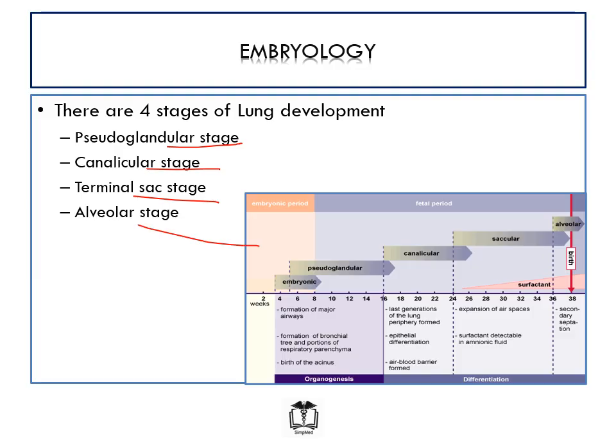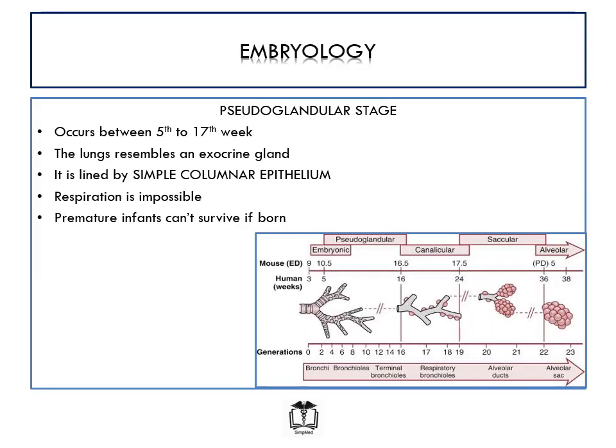Start with the pseudoglandular stage. This occurs around the fifth to 7th week. So this is just from the beginning, the starting point of the lung bud formation. At this stage, the lung resembles an exocrine gland, and that's the reason why we call it the pseudoglandular stage. It is lined by simple columnar epithelium, and respiration is virtually impossible at this stage.